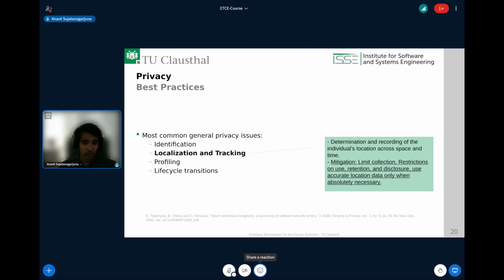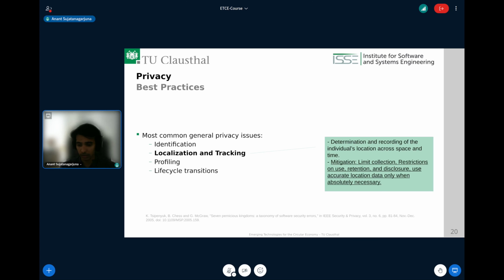Localization and tracking is also something that goes with identification. If you're identifiable inside of your system and your location data is being used for some product, then this product can determine not just a recording of your location at any particular time, but also across space. So you know not just where a person is at a particular time, but also where they have been for the last 20 or 30 days.